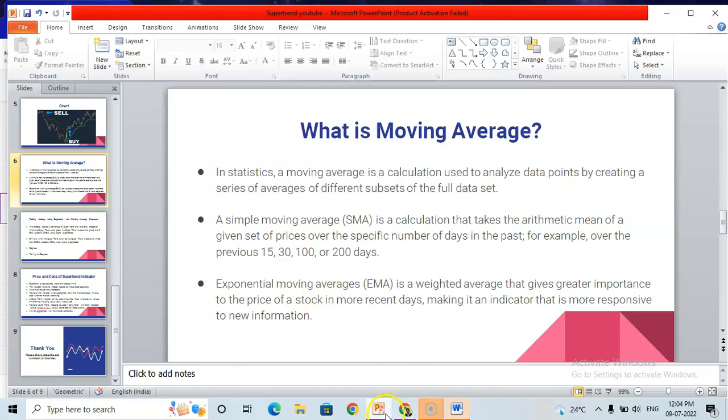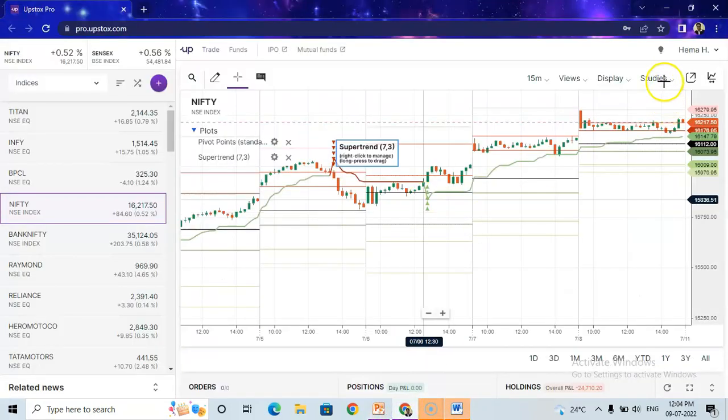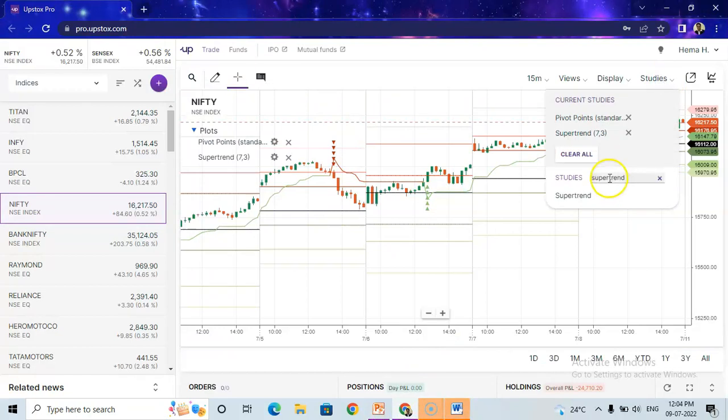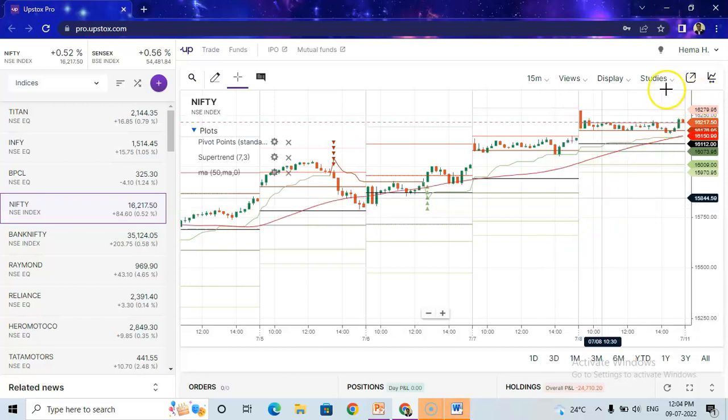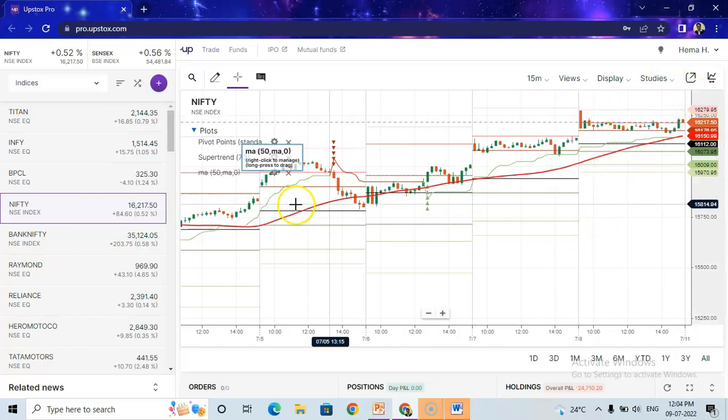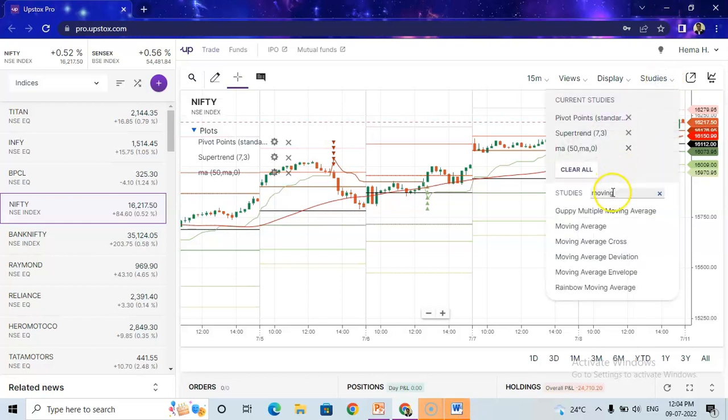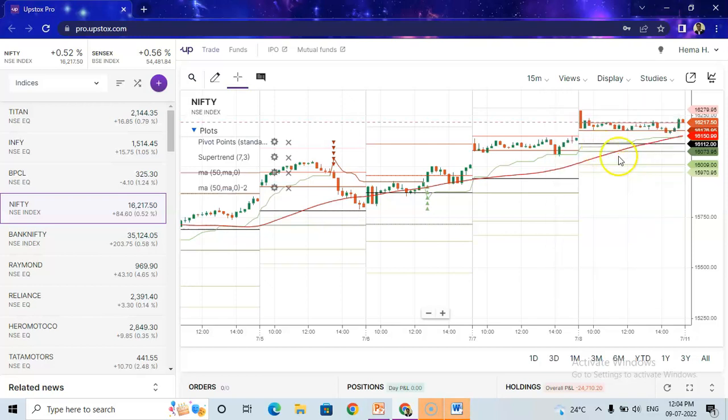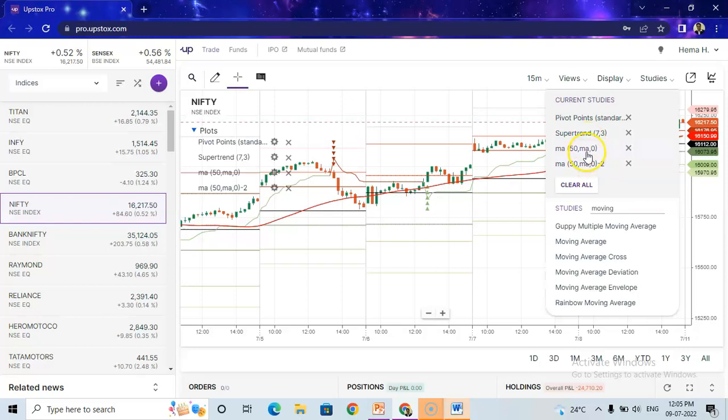So how to put it: here you have to go again to the studies and click on moving average. If you just click moving average, it will come by default. You can see the line, so 1 and 2. One more you put. Okay. So here two moving averages are there.